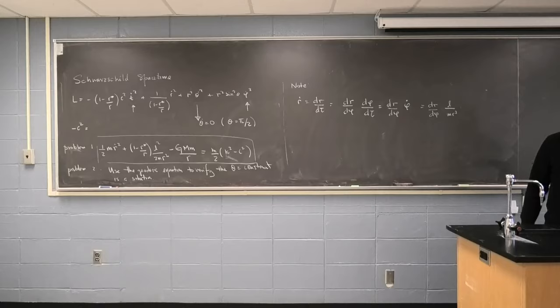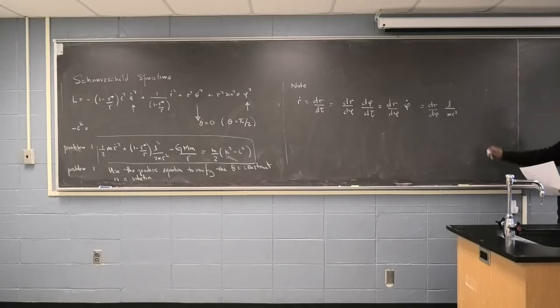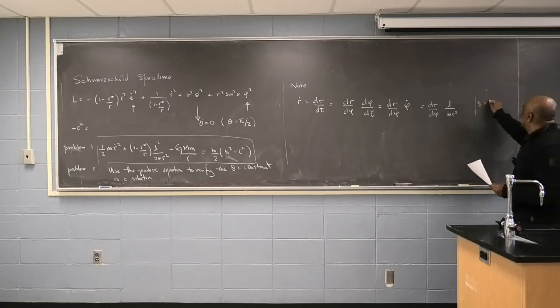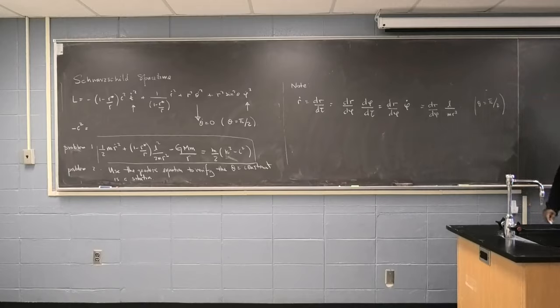m r squared sine squared theta. Yes, what is sine theta? You're absolutely right, good. Is theta still 0, or is theta pi over 2? Pi over 2. Sine of pi over 2 is 1. So I must say, this is when theta equals pi over 2. Good catch. That's all we're concerned about.